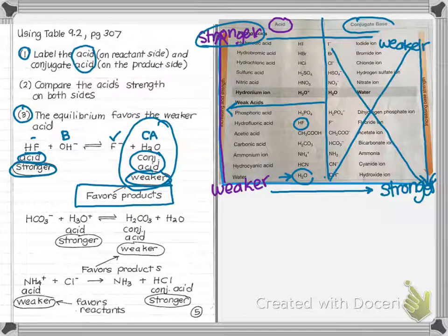So let's try the next one. I'm going to get a different color so we can distinguish. Okay, so looking at this second problem here, I don't like that color, it's too dark.